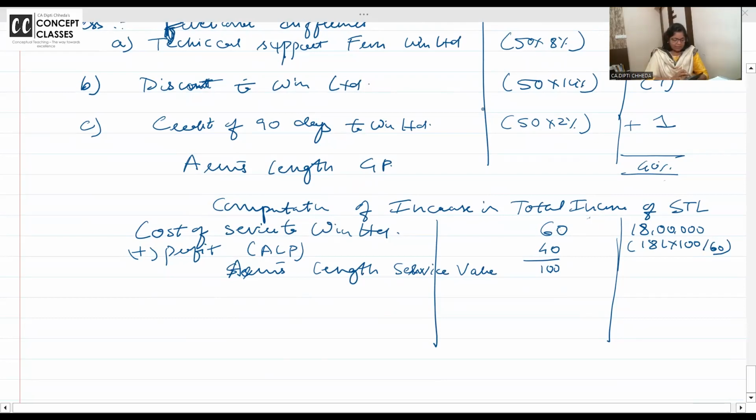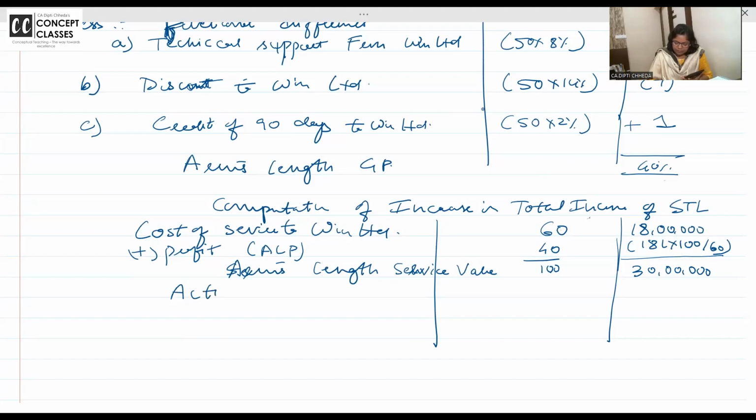18 lakhs into 100 by 60. How much is it coming? 30 lakhs we should have charged. But how much we have actually billed is given in the third para. Actual billing, how much have you done?